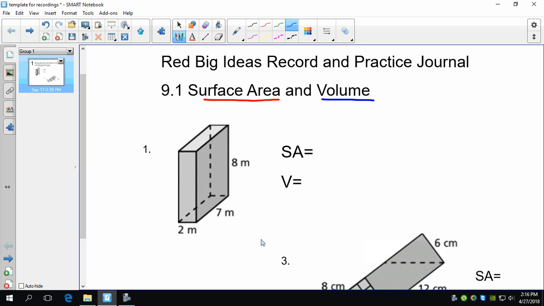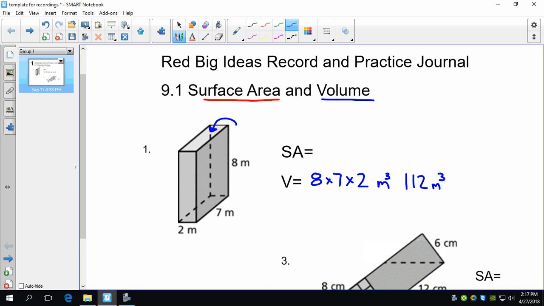Volume is very, very basic. You're given three numbers. All you need to do is put those three numbers and multiply them together to come up with your answer. So in order to find the volume of this rectangular prism, what we're trying to do is figure out how much fits inside. How many meter cubes, because we're in meters, and they're going to be cubic meters, how many cubic meters fit into that prism. So basically all we do is we take 8 times 7 times 2 and we get our answer. And our volume is 112 meters cubed.